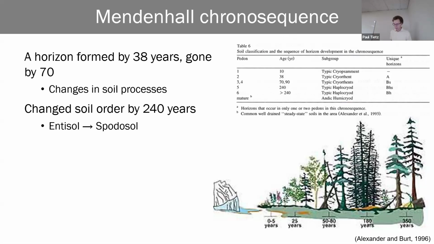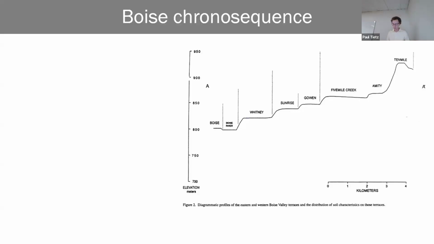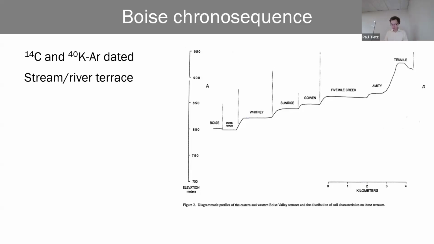A more local example of one of these chronosequences, which we can consider, is just down in the Boise area. Boise is set up on a lot of benches or terraces, which are themselves stream and river terraces. We can put an age on them thanks to the combination of 14C dating and potassium argon dating on these different levels of river terrace. And these main ones here, the Boise bench itself, where downtown is, is really only less than 15,000 years old.